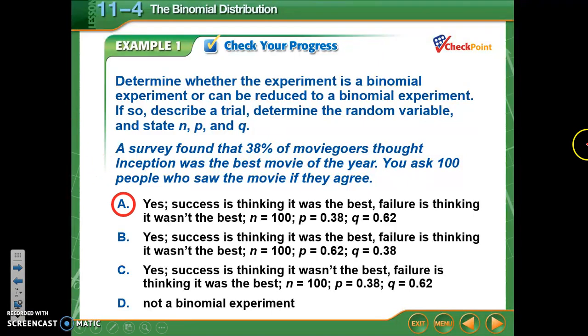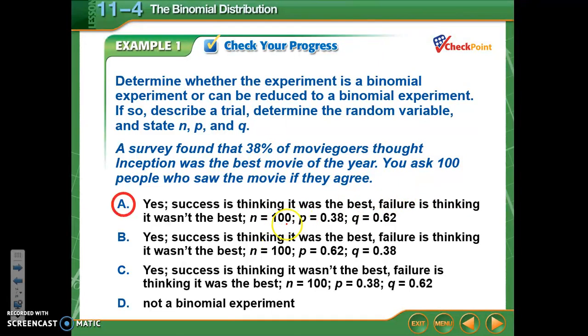All right, you should have had A. It is a binomial experiment. Success in this case is thinking that Inception was the best movie. Failure is thinking that it wasn't. So only two options: thinking Inception was the best or thinking it's not.